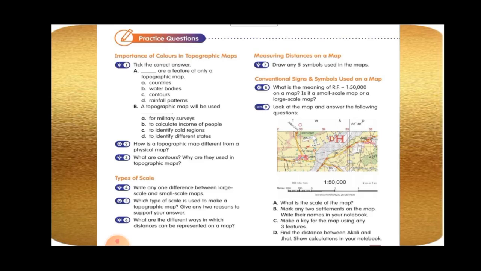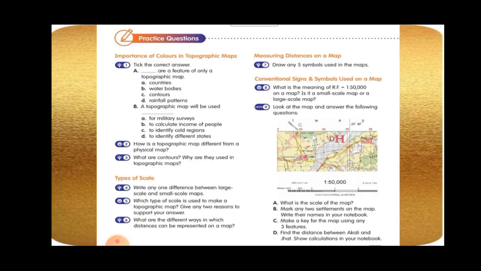Question number 5. Which type of scale is used to make a topographic map? Give any 2 reasons to support your answer. A topographic map is drawn on a large scale as it is more detailed and drawn for a smaller area.